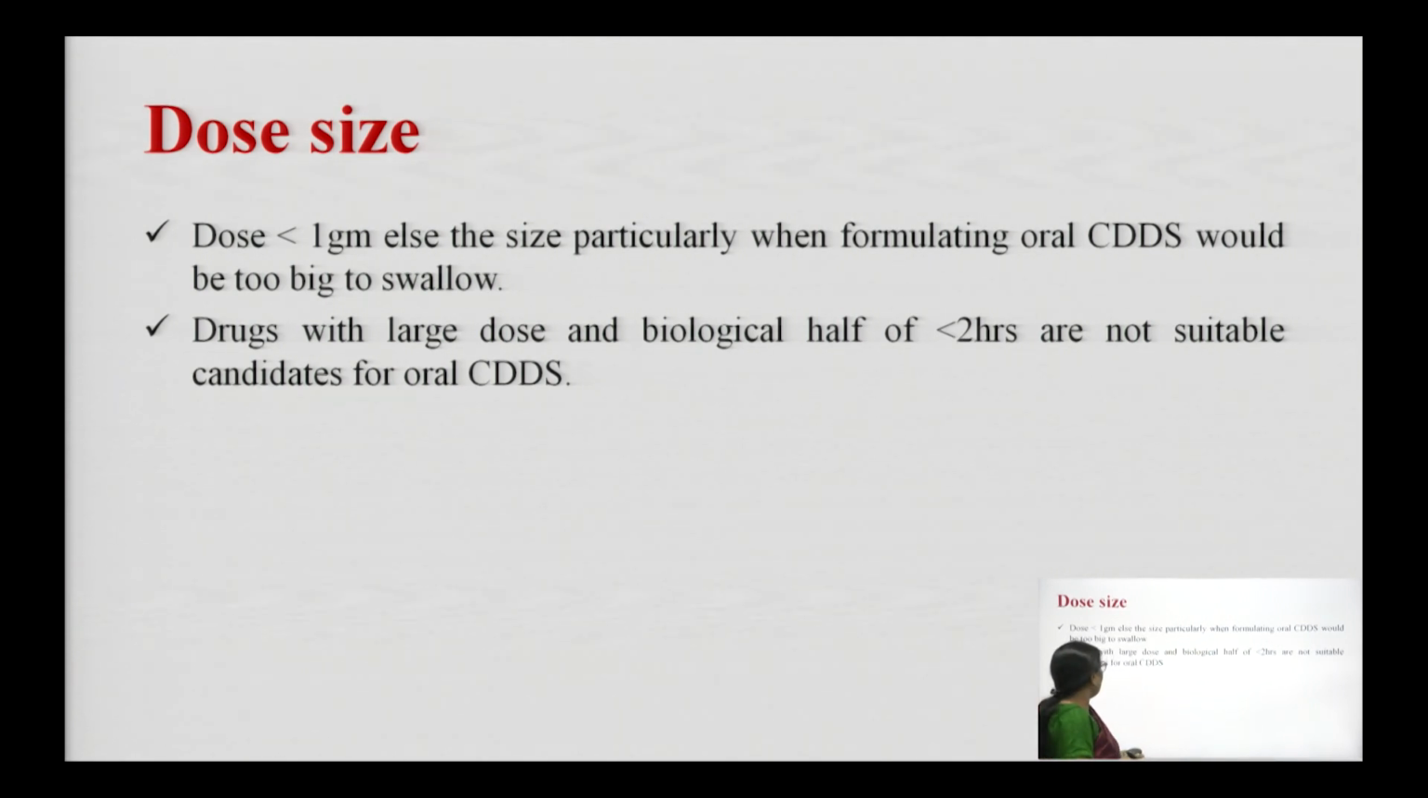Similarly, if there is a drug with a large dose and its biological half-life is also short, then that drug is at dual loss, because its dose is also high and its biological half-life is also less. So, we need to incorporate larger number of large dose of drug in a single dosage form, and that will make it more difficult to incorporate, or that will add to the bulk of the dosage form. So, ideally the drug dose should be less than 1 gram and biological half-life should be longer than 2 hours.